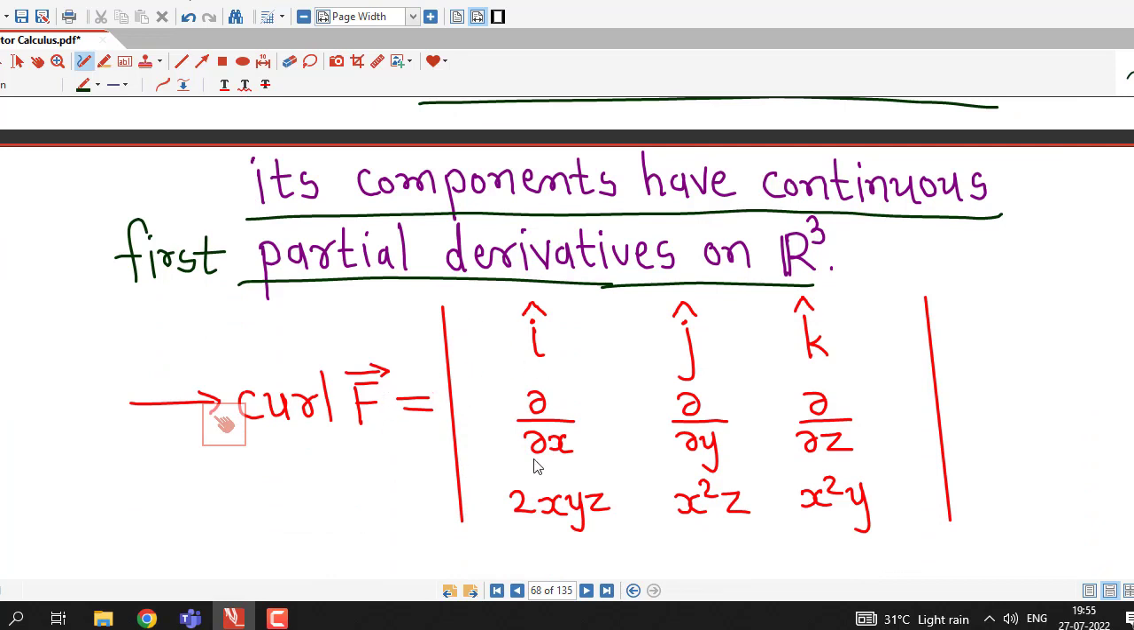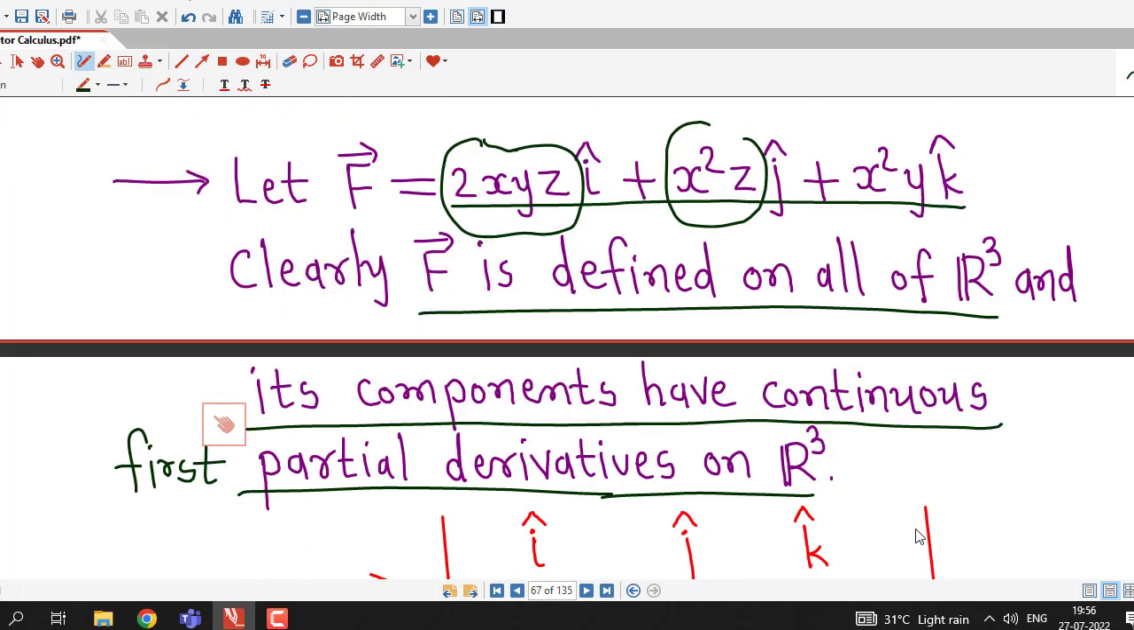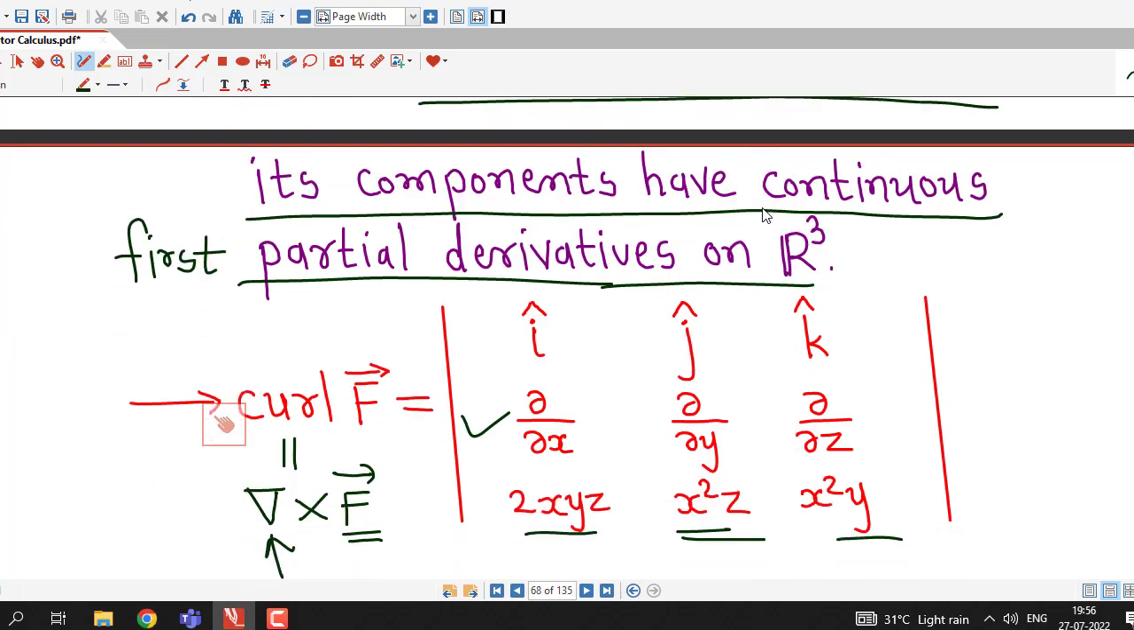By the definition, curl is given by this determinant. First row is vectors i, j, k. Second row is components of del operator. We know that this is nothing but cross product of del operator and vector field f bar. So this second row is components of del operator, partial derivatives with respect to x, y, z, and then components of vector field f bar. So we have written these three components 2xyz, x square z, x square y, and we evaluate this determinant.